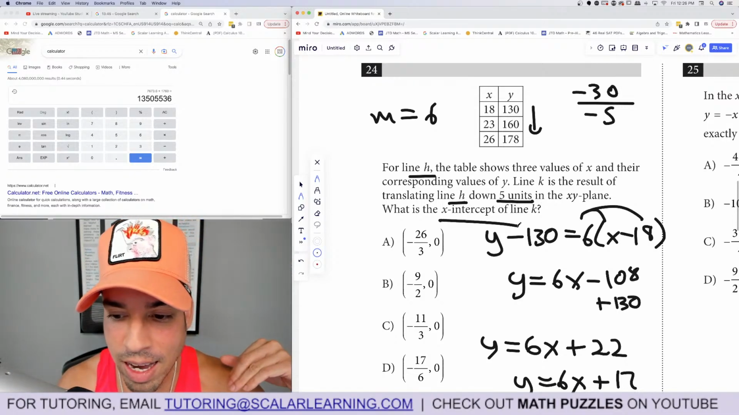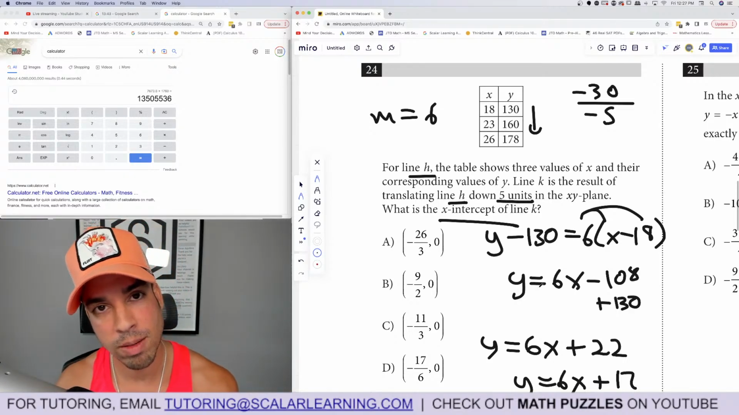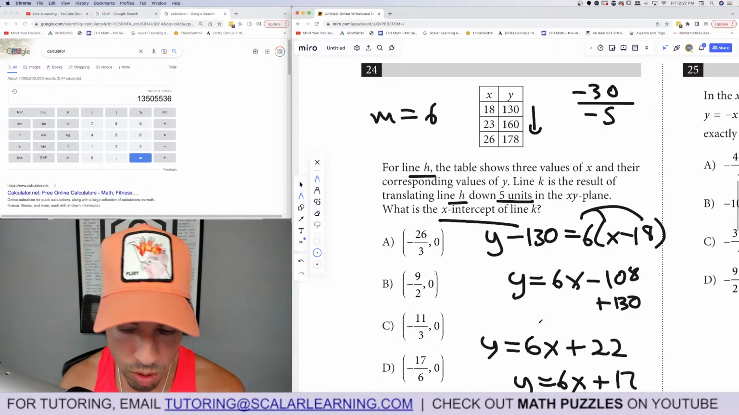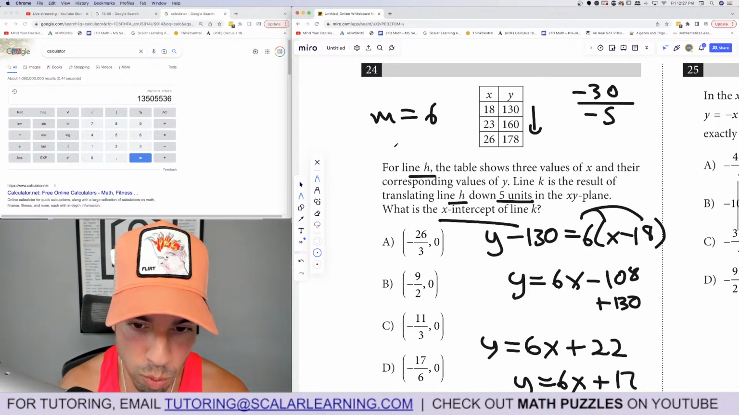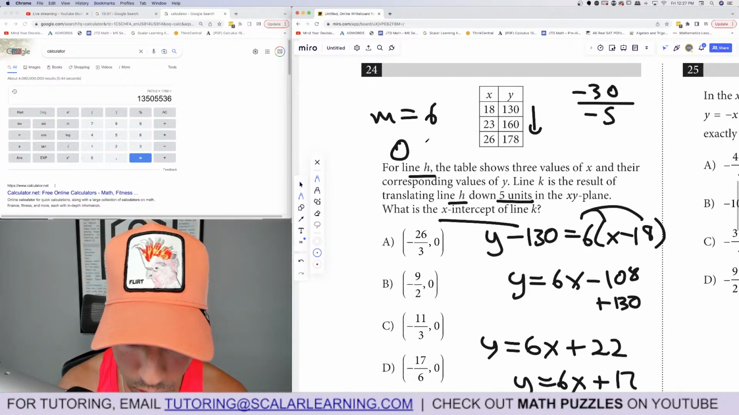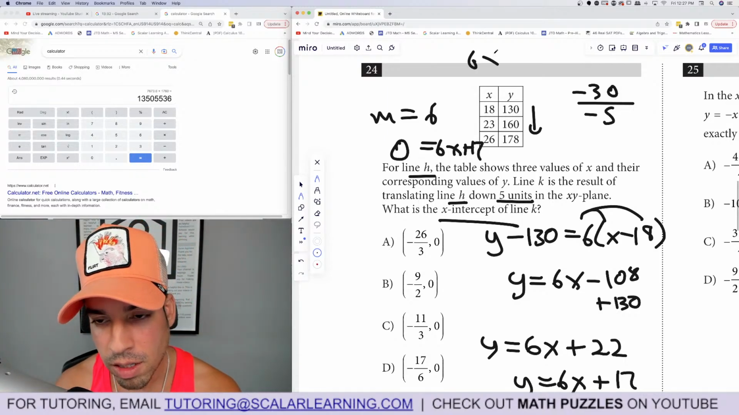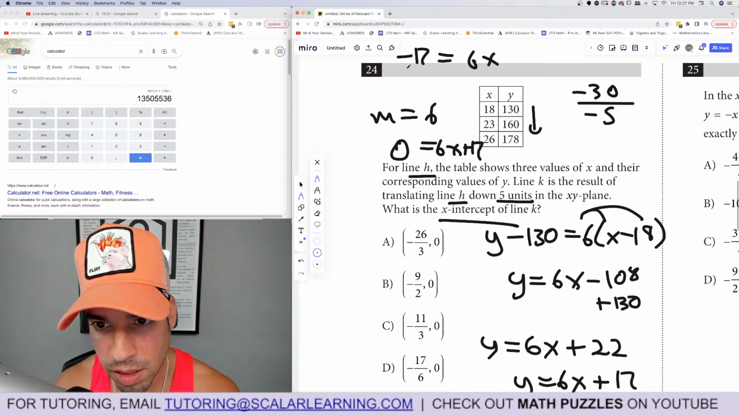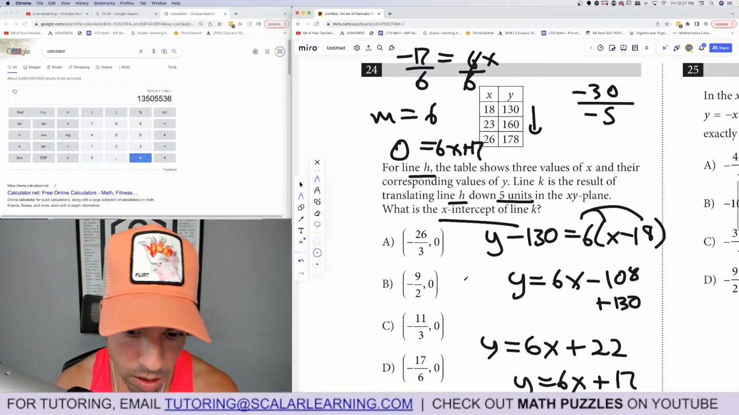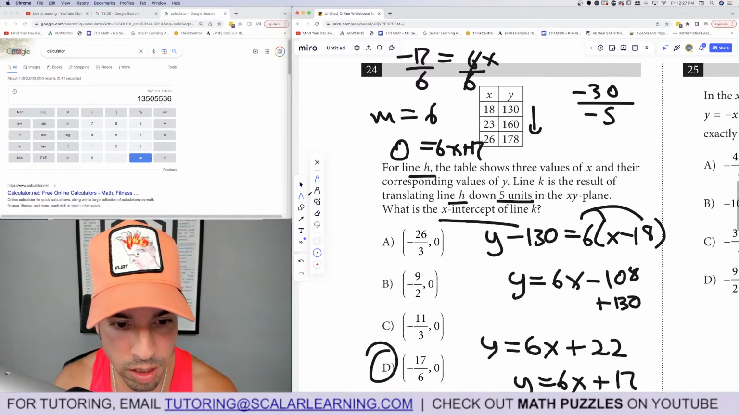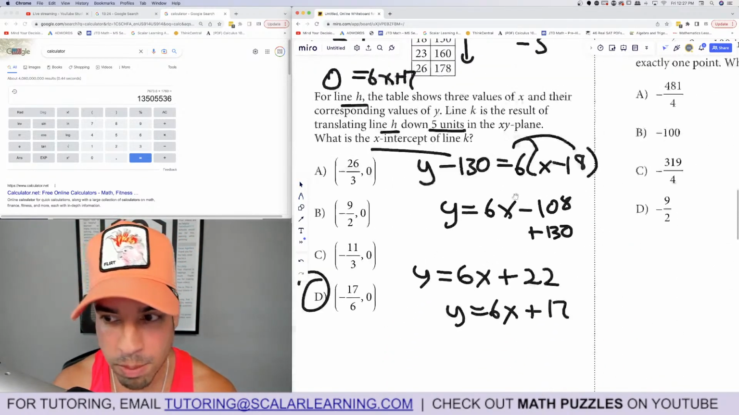And it says, what is the x-intercept? So what is an x-intercept? It's when the y value is 0. So I'll plug in 0 for y, and I get 0 equals 6x plus 17, and then I isolate for x. 6x equals negative 17, divide by 6, divide by 6. Come on, let's go, D. So that's a pretty hard question, but we got through it.